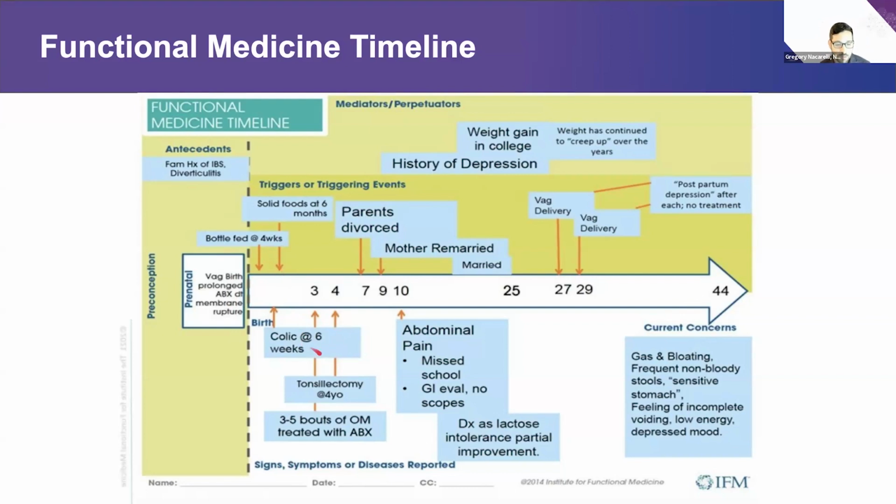Colic at 6 weeks, tonsillectomy, some stressors, their parents divorced. At age 10, they experienced abdominal pain. They were diagnosed with lactose intolerance. Gave birth to 2 different children, experienced postpartum depression, leading up to their current concerns, which is gas and bloating, frequent non-bloody stools, and just a sensitive stomach and overall feeling of low energy. So this is one way just to kind of map out the health history of the individual.